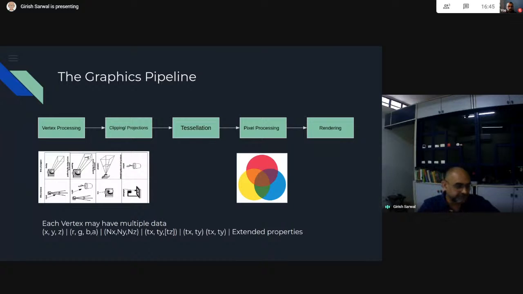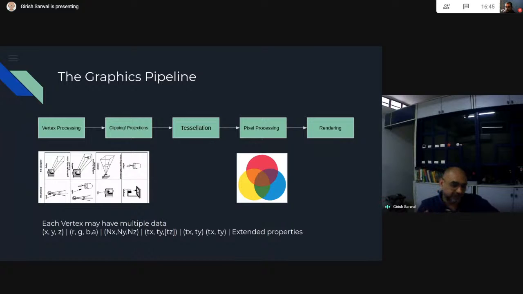Essentially, all this conversion of 3D into 2D, which is known as vertex processing, clipping and projections, is typically done by the GPU. You tell the GPU how to do this, and then you give it a large set of data, and it will continuously keep repeating that particular algorithm on that data, and that's how things get converted into the 2D space.